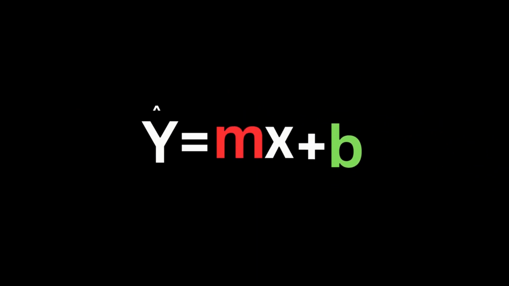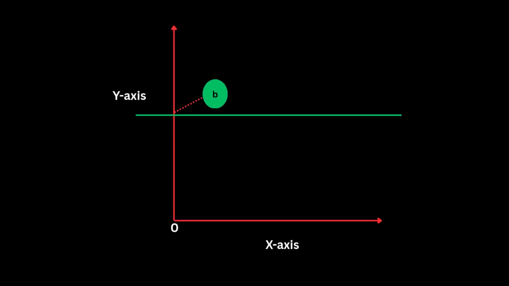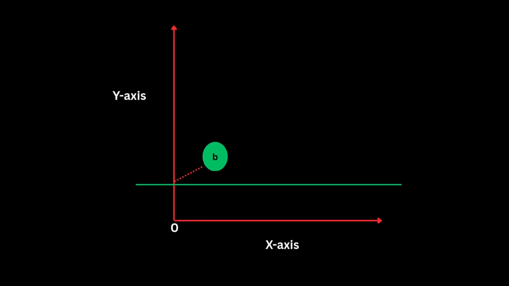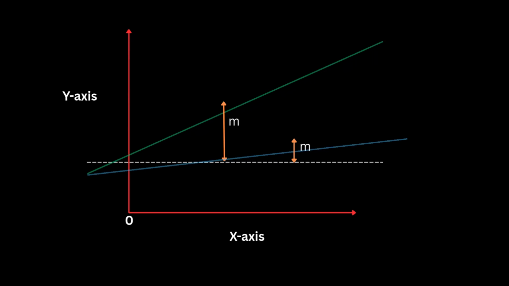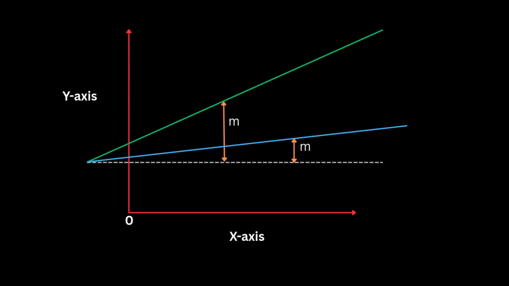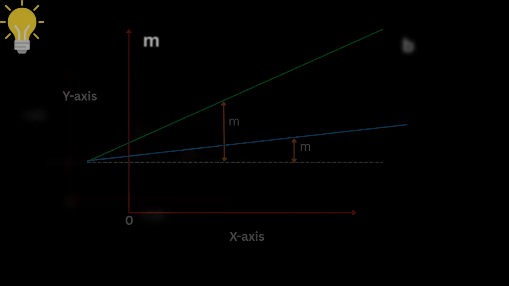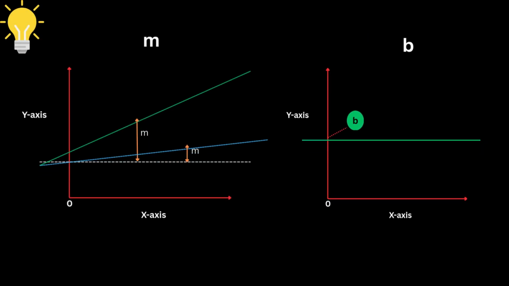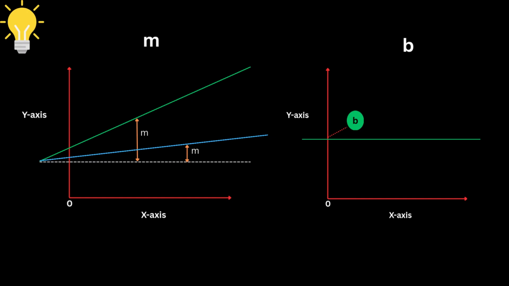Let's pause for a second and zoom out. This simple equation gives us two powerful controls. One control lets us move the line up and down. The other lets us tilt the line left or right. That's it. That's the core idea. With just these two adjustments, we can draw any straight line we want.